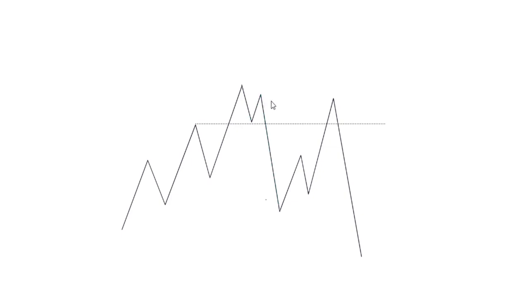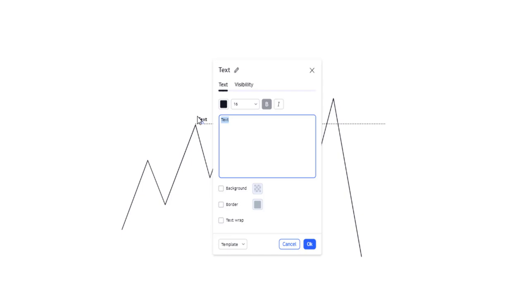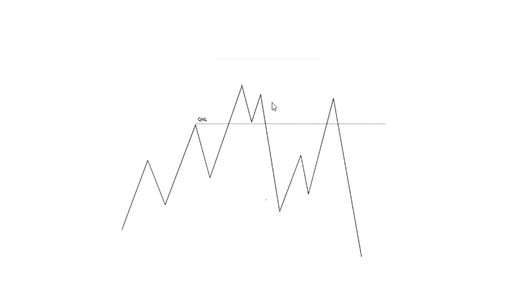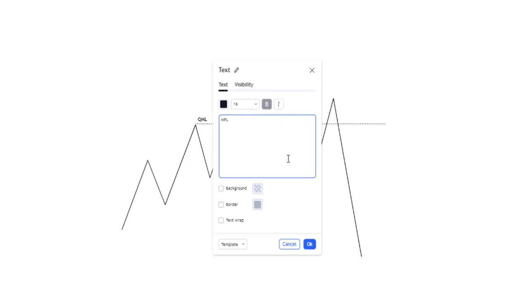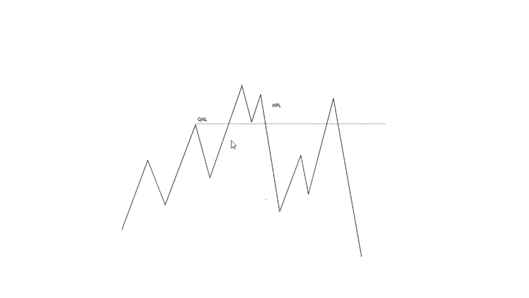Now, this little reaction we have right here, this is what we call the MPL, that is, maximum pain level. This is just the setup right here. Let me mark this out and label them so you understand better. So this high right here is your QML level. This little reaction before the push to the downside is your MPL, your maximum pain level. And right here we have the market structure shift, which we can call a change of character: price changing from pushing to the upside to giving us a shift to the downside. So this is all you need.